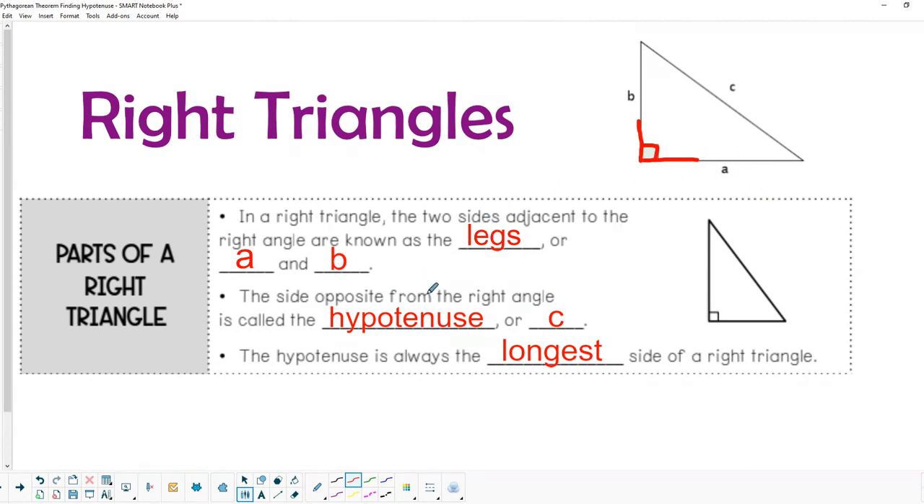The side opposite from the right angle is called the hypotenuse. That's called the hypotenuse over there. You can always tell because it's straight across from the right angle, and it's also the longest of the three sides in every right triangle.